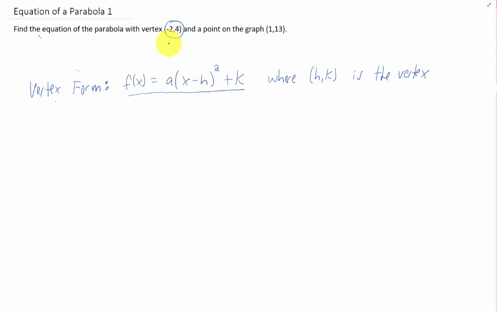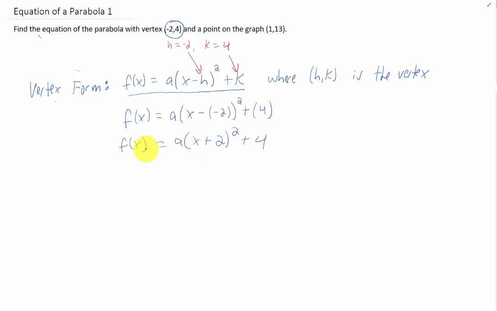Since we're given the vertex, we know that h equals -2 and k equals 4. So right off the bat, we can plug in h is -2 and k equals 4. Notice that there's already a negative in the formula, so when I plug in a negative value for h, that gives me a minus a negative, which can be simplified to a plus. So this is a really good start for finding the equation of this parabola.